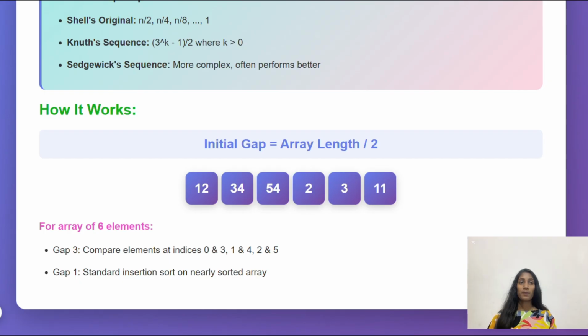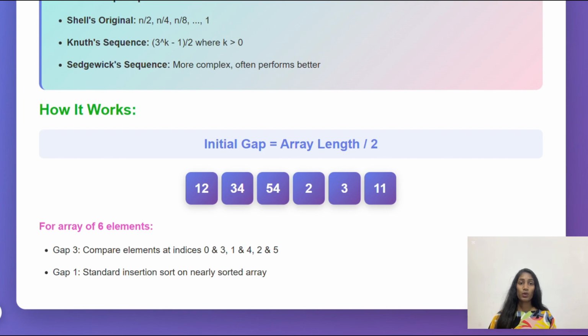Step 2. Gap equals 1. Next, we reduce the gap to 1, which is the final pass. Now we perform a regular insertion sort on the nearly sorted array: 2, 3, 11, 12, 34, 54.